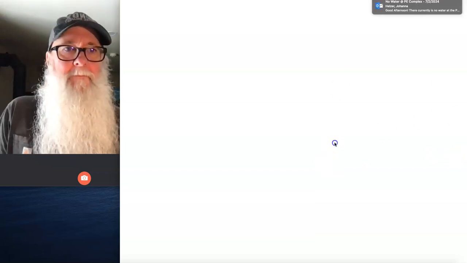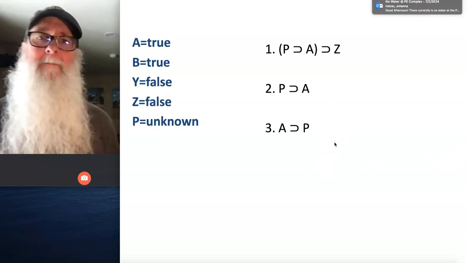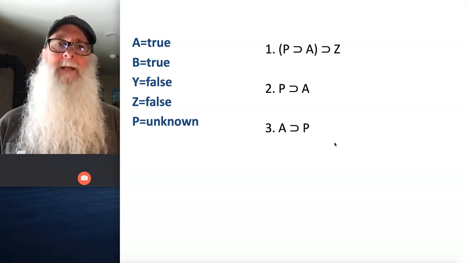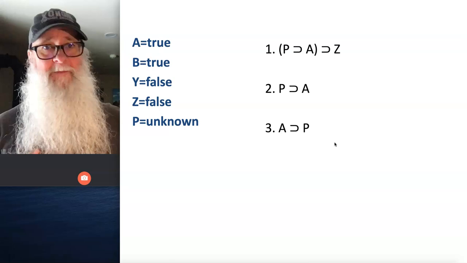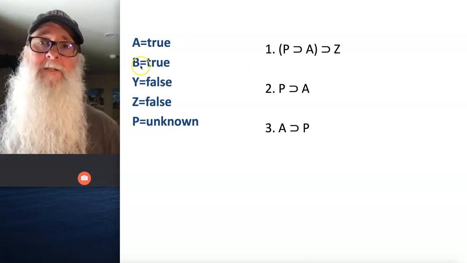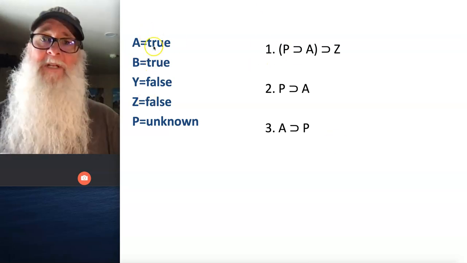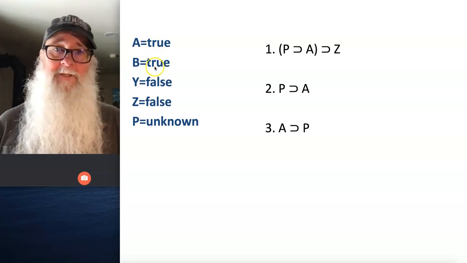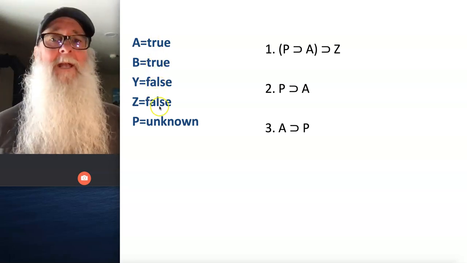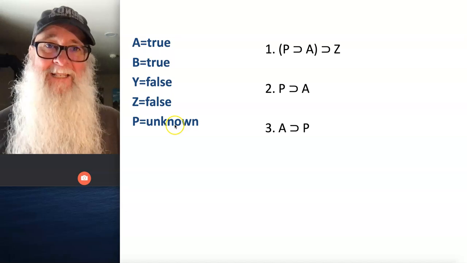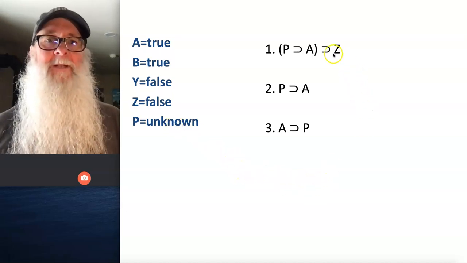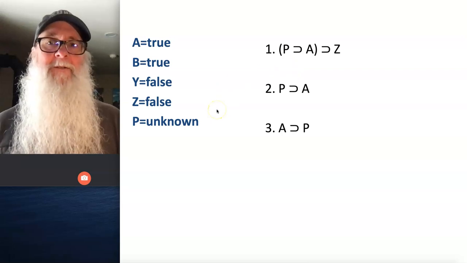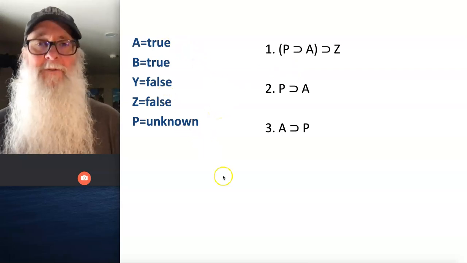All right. So here we have three compound statements, and each one of these compound statements has a main operator that indicates the truth value of the entire statement. We also have a set of knowns. We know A is true, we know B is true, we know Y is false, and we know Z is false, and we know that P is unknown. So our task is to see if we can deduce the truth value of the main operator for each of these three statements using our known truth values.